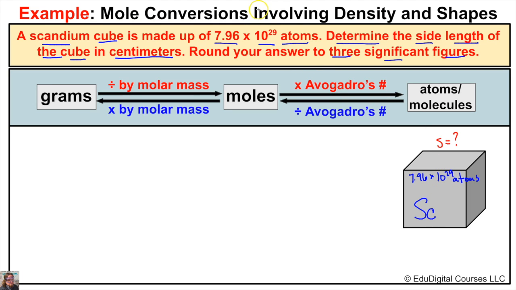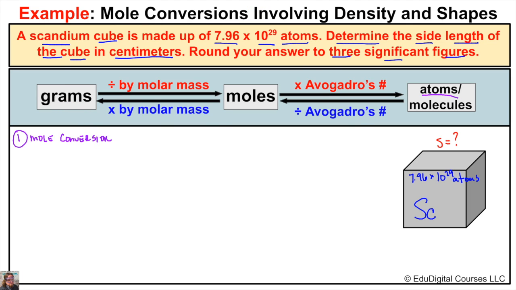How can we figure that out? Well, let's think about this. If we know the material and the number of atoms that it's made up of, then first we can use the mole conversion diagram that we see right here to figure out the number of grams that this scandium cube weighs, or what the mass of this scandium cube is going to be. So in our very first step, we're going to do some mole conversion to determine the mass of this cube.